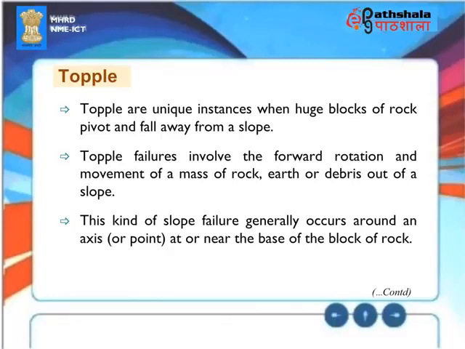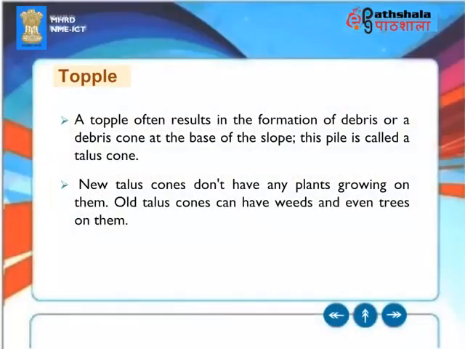Topple failures involve the forward rotation and movement of a mass of rock, earth, or debris out of a slope. This kind of slope failure generally occurs around an axis or point at or near the base of the block of rock. A topple often results in the formation of debris or a debris cone at the base of the slope. This pile is called a talus cone. New talus cones don't have any plants growing on them. Old talus cones can have weeds and even trees on them.